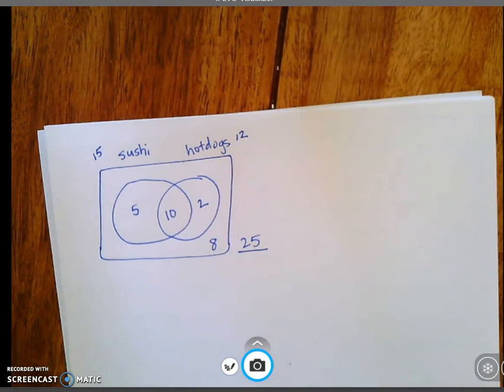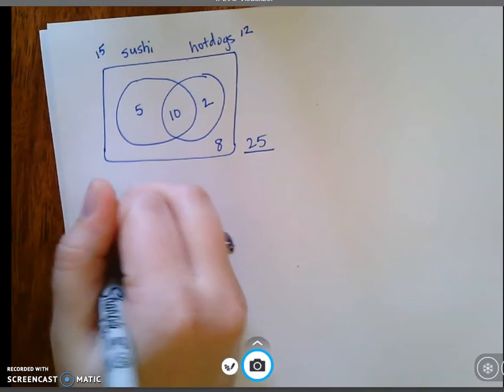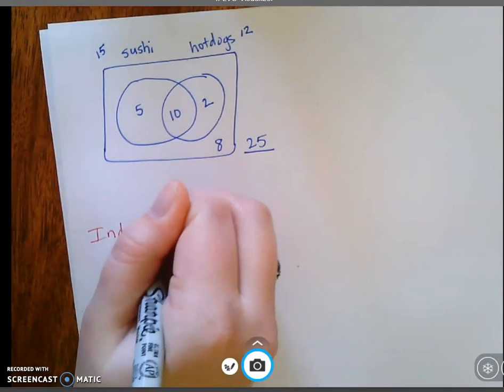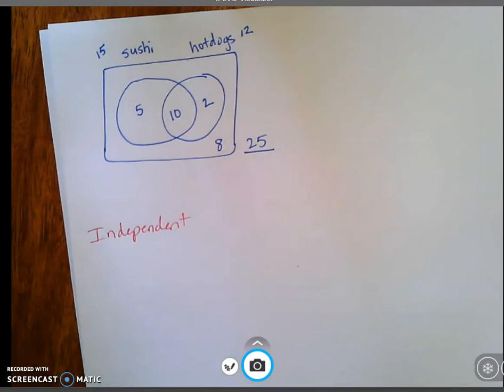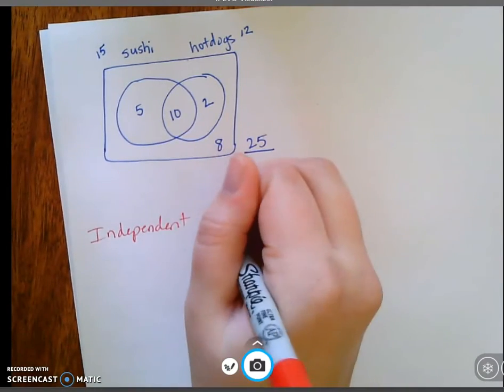Okay? All right, last thing we got to cover is independent and dependent events. We talked about this in class a little bit. Independent events are things that do not affect one another.